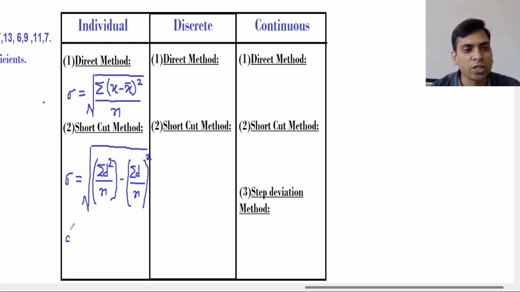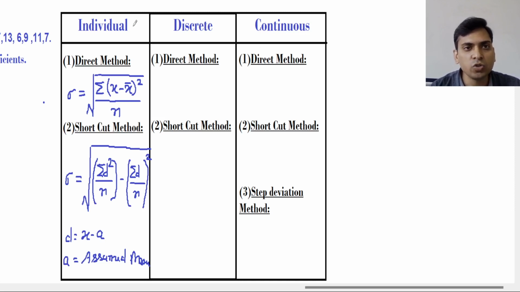Now, what is summation d? Summation d is x minus a. And a is what? Assumed. I taught all these things in the concept of arithmetic mean. This a is assumed. I will explain it once again for standard deviation also. Now in the same way, we will see the formula for discrete.